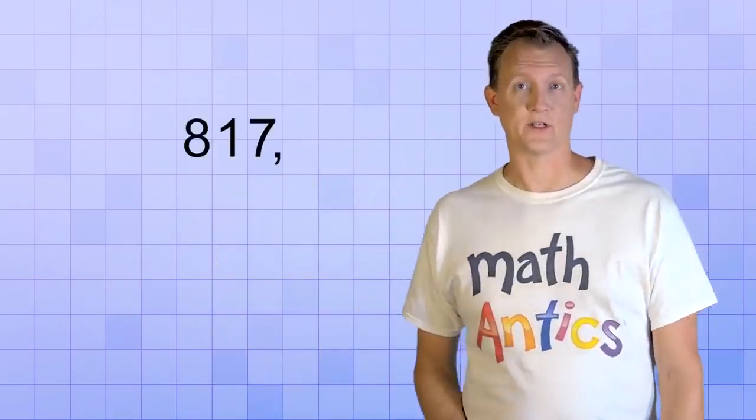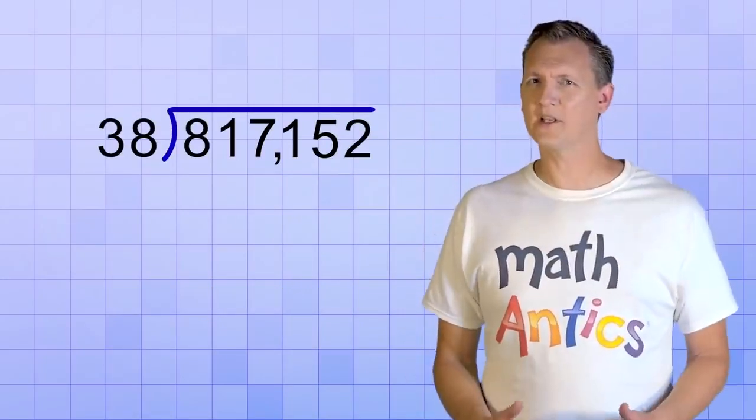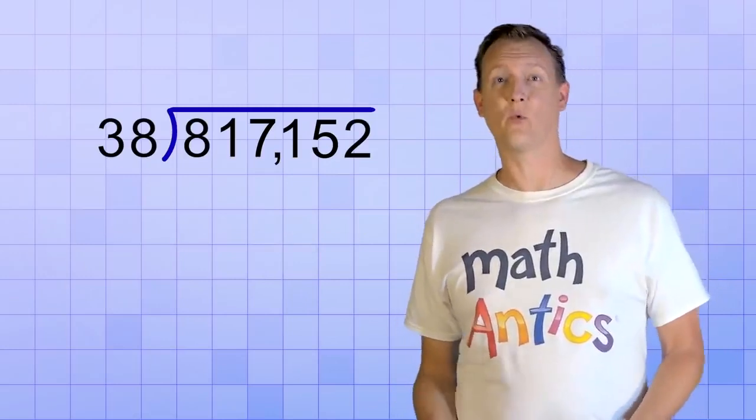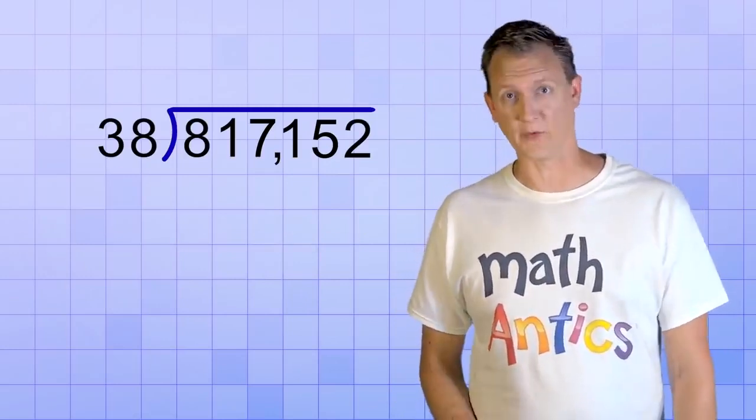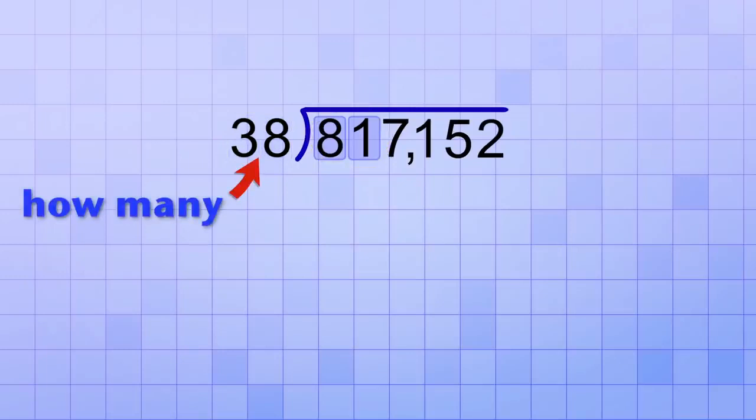Let's try one more, much longer, 2-digit divisor problem. 817,152 divided by 38. I'm going to work through this kind of fast, so you may want to rewatch it a couple times if you have trouble following it. Since we have a 2-digit divisor, we start with the first 2 digits of the dividend and ask, how many 38s will it take to make 81?